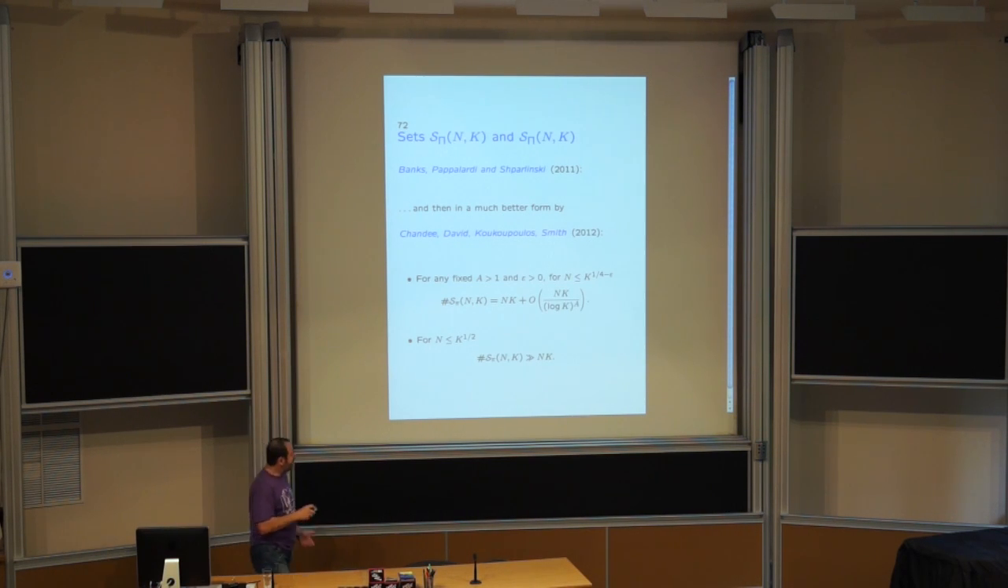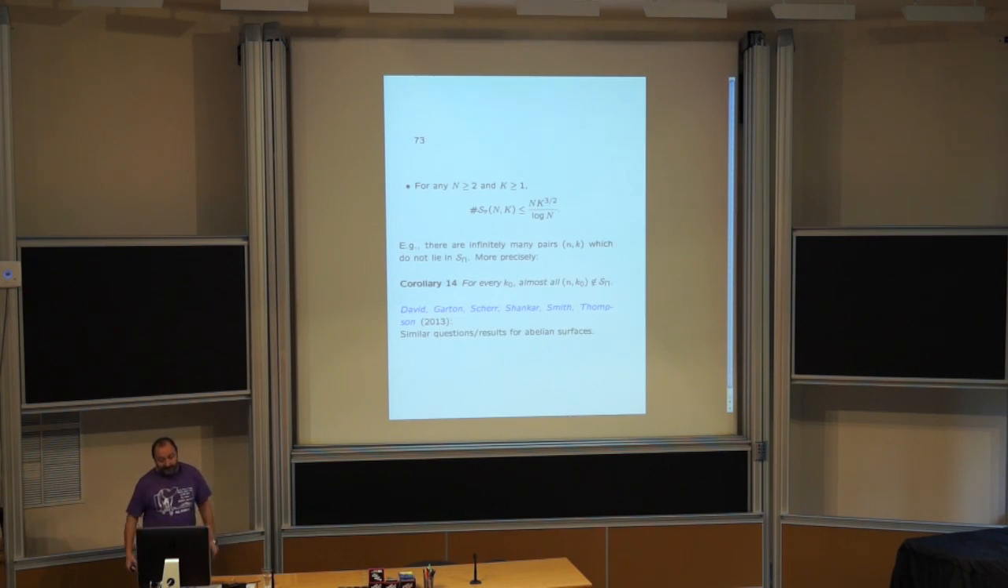Obviously, the cardinality of the set cannot exceed n times k, right? The set of all pairs. So this lower bound tells you that if n is up to square root of k, this set is of positive density. There are at least c times nk pairs. And as I said, if n is smaller, then you just have an asymptotic formula. Almost everything is represented.